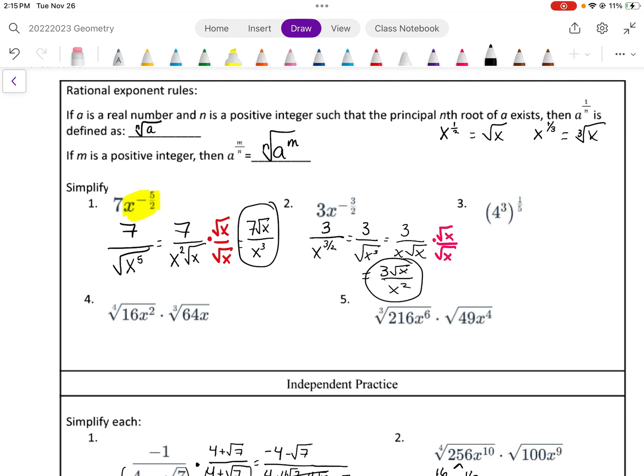Now this one is a little bit different. We do not have a variable now. We are just going to simplify this. I'm going to rewrite this as a 5th root because I have a 1/5 power. And I'm going to go ahead and do 4 cubed. 4 cubed is 64. And we're going to see if we can simplify this.